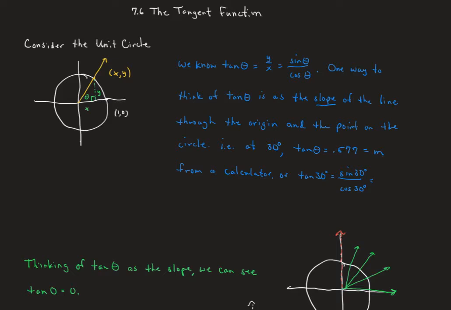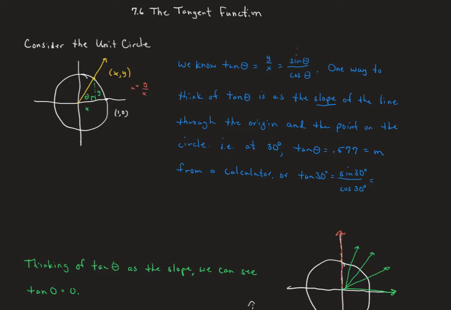We know that the tangent of theta is opposite over adjacent, which is y over x, and we also know it as the sine of theta over the cosine theta. Another way to think of this is as the slope of the line through the origin and the point on the circle. So you can see that the rise over run, if you will, is that our slope is going to be y over x, which is exactly the tangent of theta.